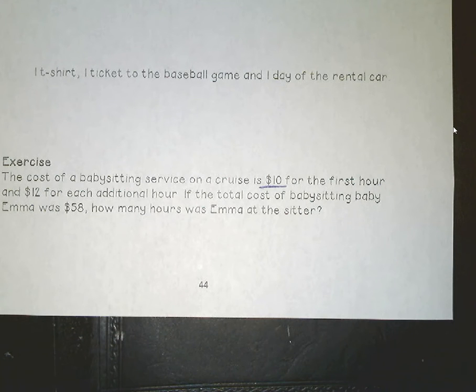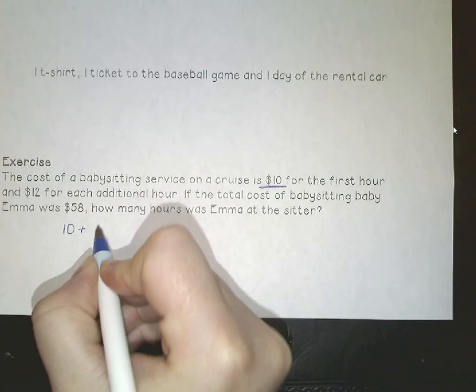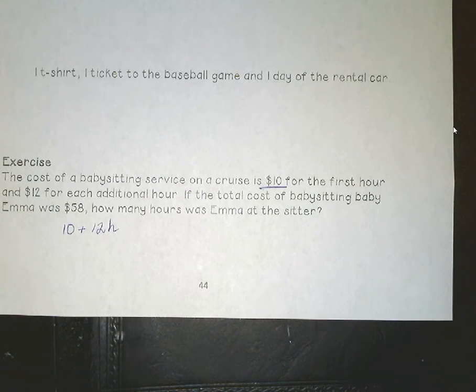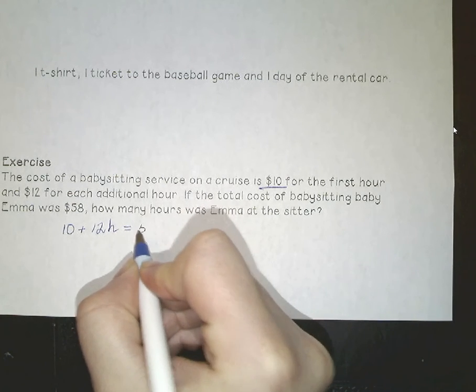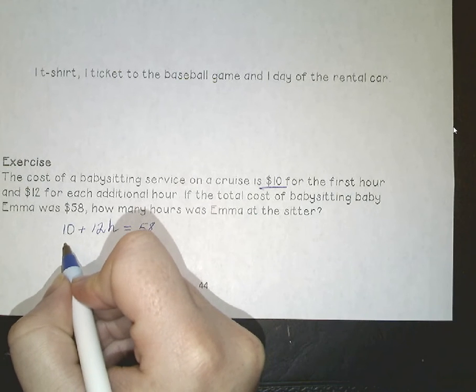Okay, so our equation will look like the following: $10, and we are going to add to it $12 for each hour the baby Emma is at the sitter. And then the whole thing is going to cost us $58. All you need to do now is to solve this equation for h for the hours. First thing we want to do is to get rid of that 10, because that is the easiest part to do. And to do that, we are going to add negative 10 to it, right?